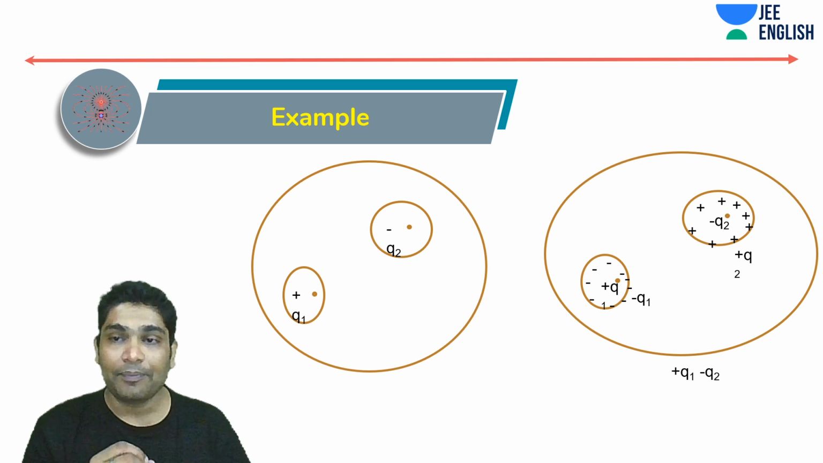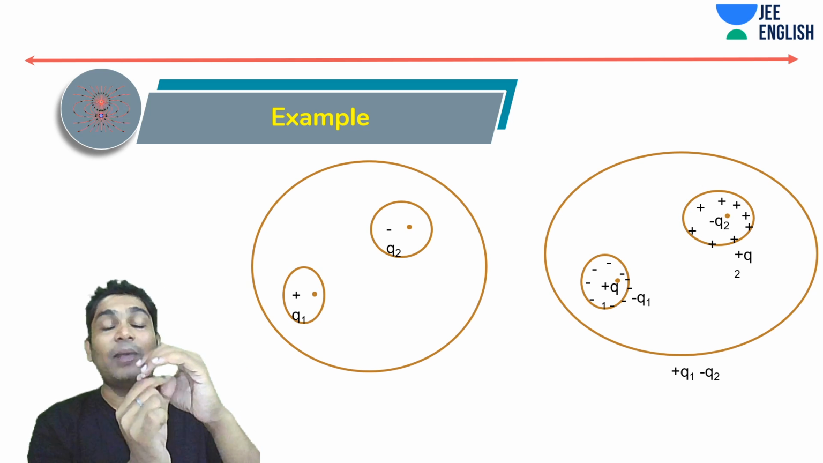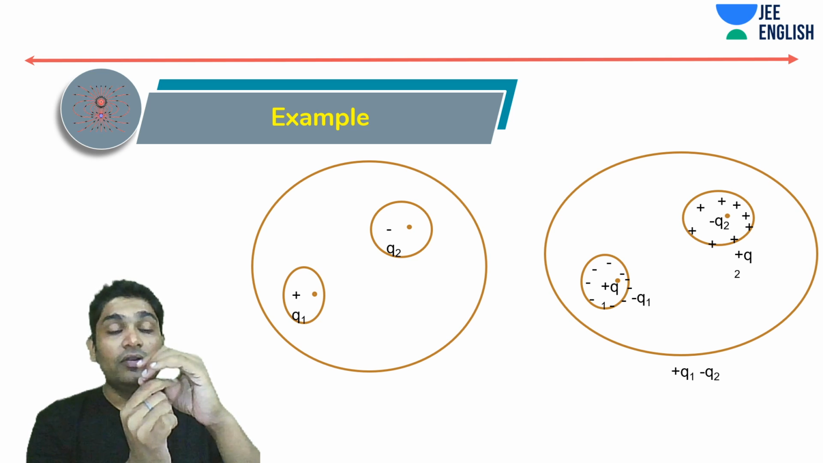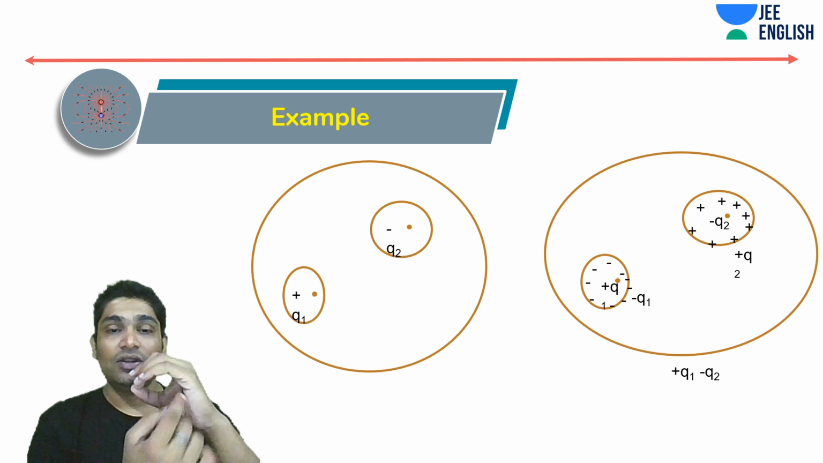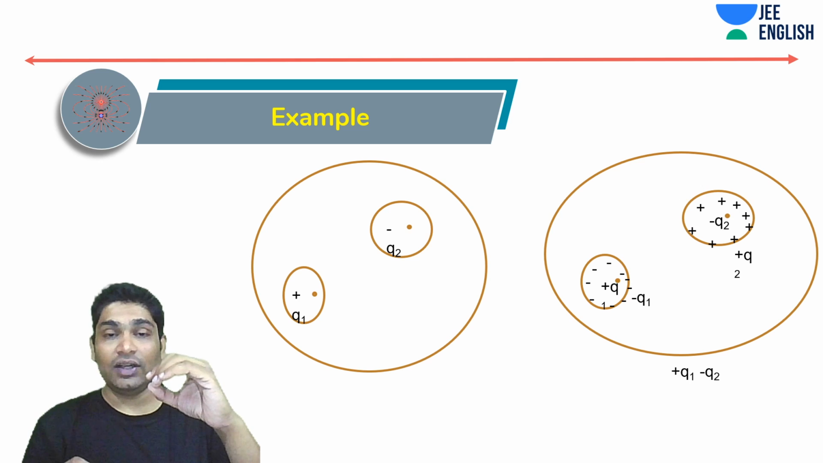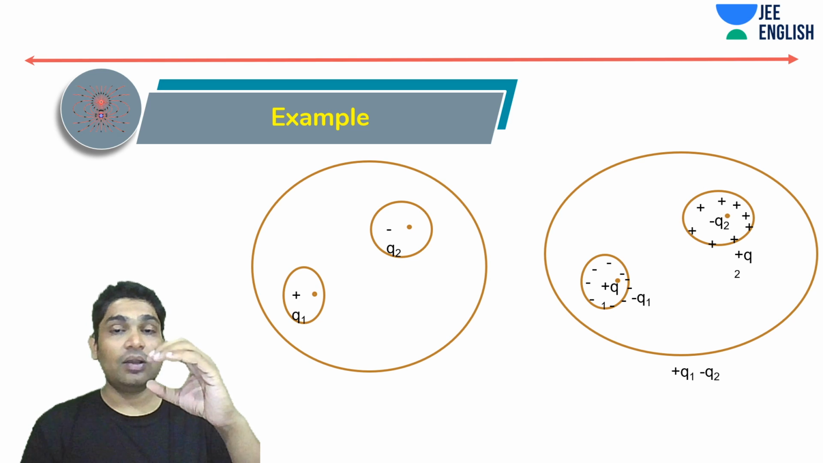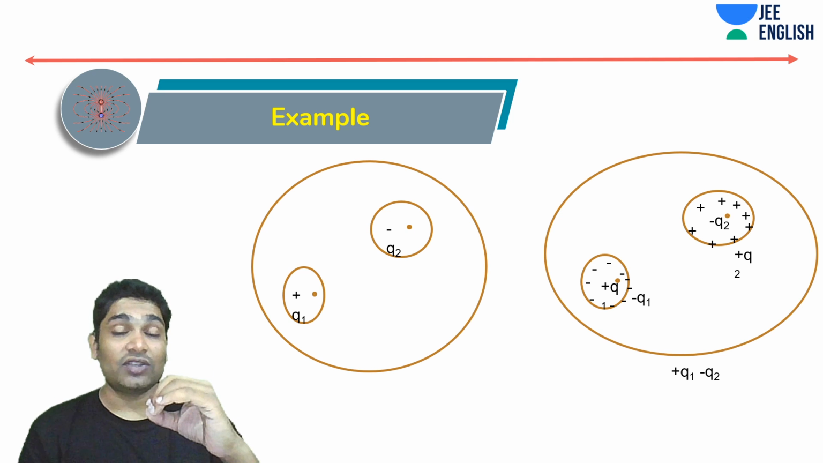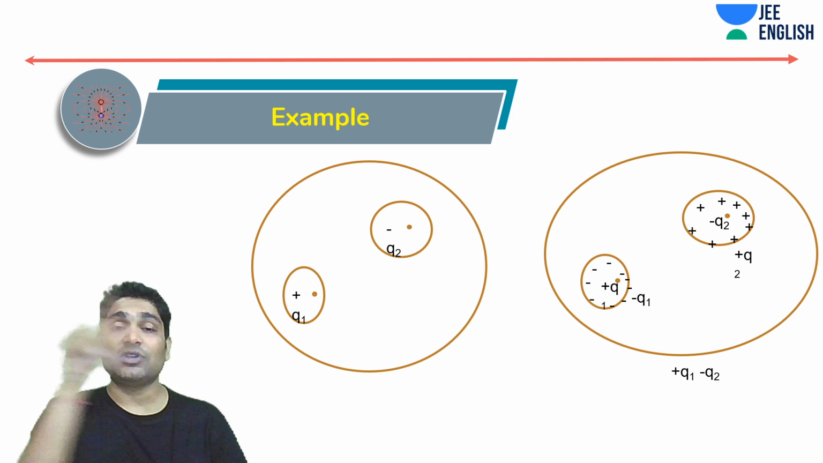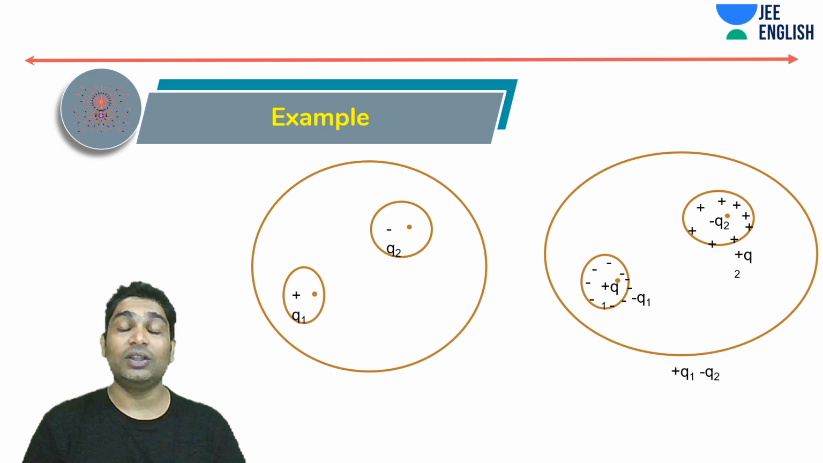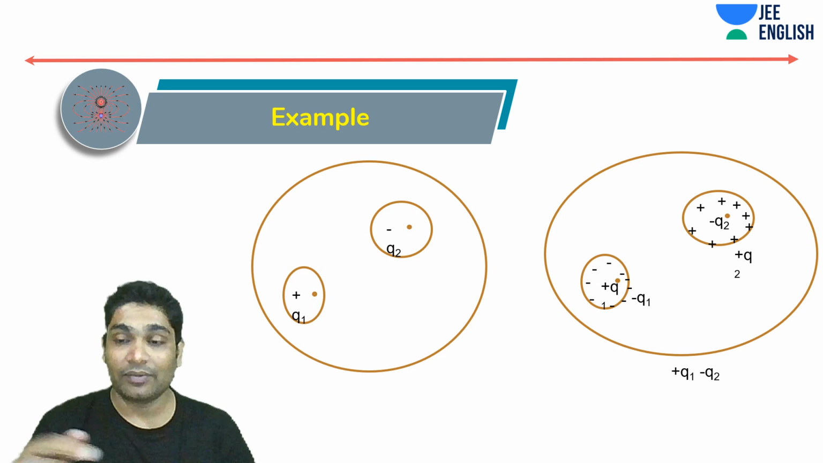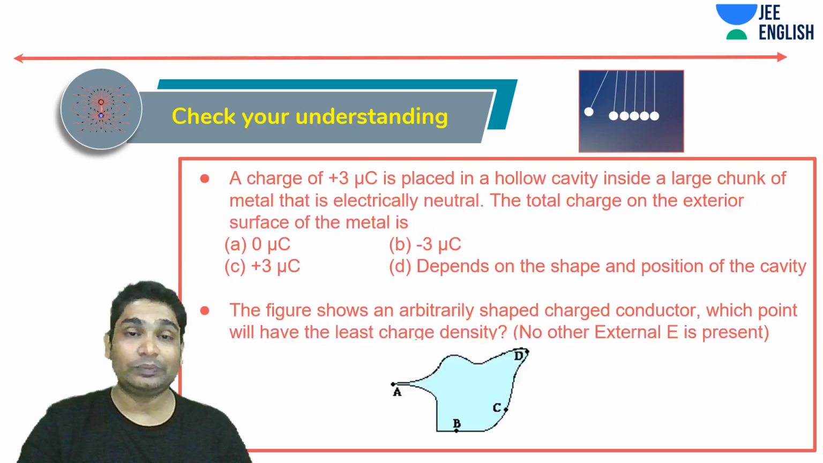How about the second cavity? In the second cavity, I kept a charge of minus q2. So to stop this charge's field, a charge of plus q2 will appear on the inside walls of this cavity. So I see minus q1 appearing on the inner walls of this, plus q2 appearing on the inner walls of this, and overall my conductor was electrically neutral. So as a result, what happens to the outer surface? A charge of plus q1 minus q2 appears on the outer surface, right? I hope this was easy to follow.